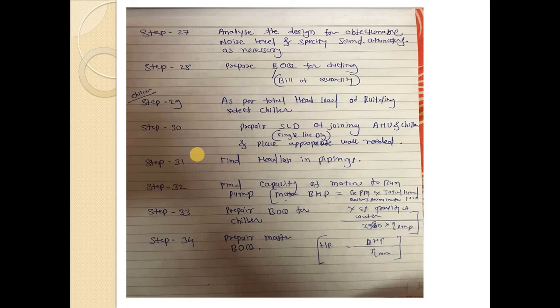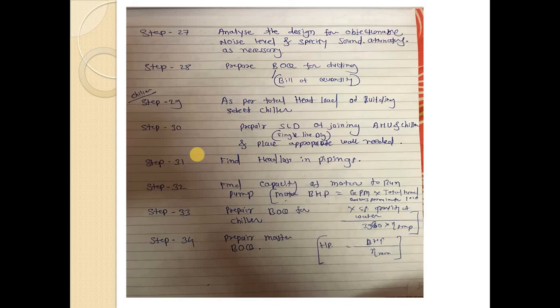Now the 32nd step is the final capacity of the motor to run the pump, that is the BHP. So we must consider that. And finally the 33rd step is to prepare the bill of quantity for the chiller. We already calculated the BOQ for ducting. Now we consider the BOQ for the chiller, and after that you will get the HP in a similar way by using the formula BHP divided by the efficiency of the motor, that is, the horsepower we already calculated.